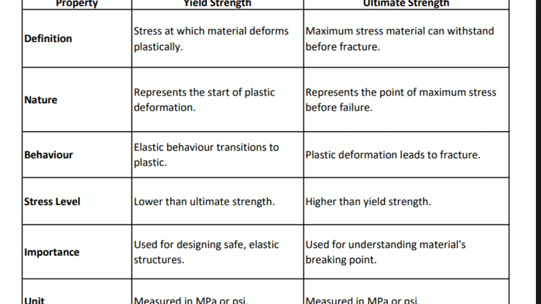Now why is it important? Yield strength is used for designing safe elastic structures, and ultimate strength is used for understanding the material's breaking point. So we need to know the maximum point where the material will break, but we design on the basis of the yield strength. The unit is always MPa or megapascal, or PSI, and the same unit is used for both.